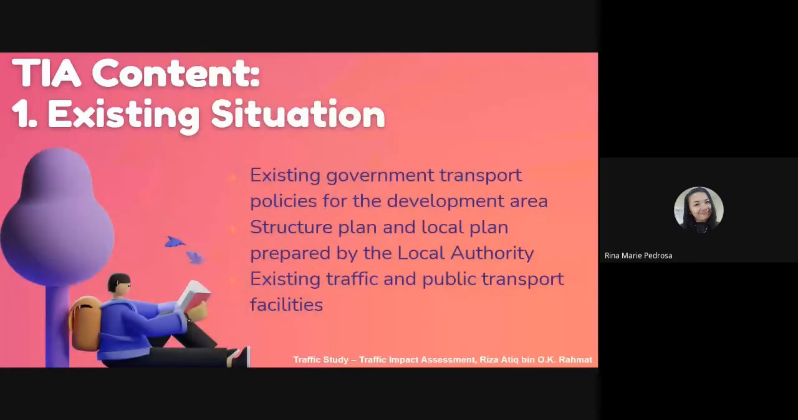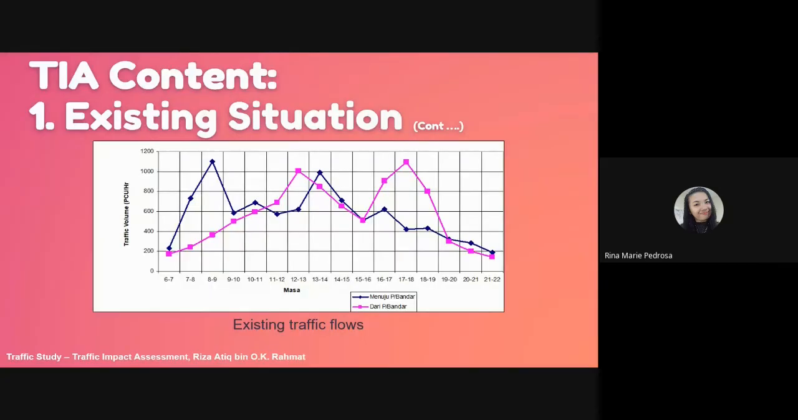So we have here, for number one, the existing government transport policies for the development area, structural plan and local plan prepared by the local authority, and of course the existing traffic and public transportation facilities. So here's the existing traffic flows. We have here a graph of the traffic volume. I think this one's time.